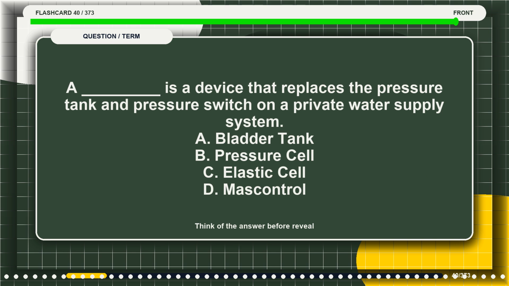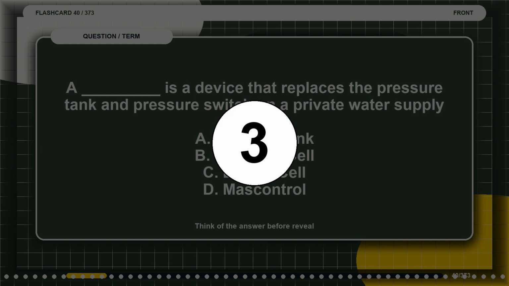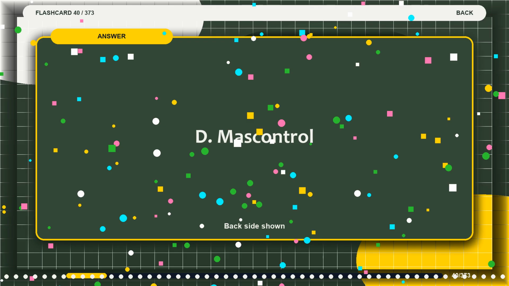Flashcard 40. A blank is a device that replaces the pressure tank and pressure switch on a private water supply system. A. Bladder tank. B. Pressure cell. C. Elastic cell. D. Mass control. Think of the answer before the reveal. The answer is D. Mass control.